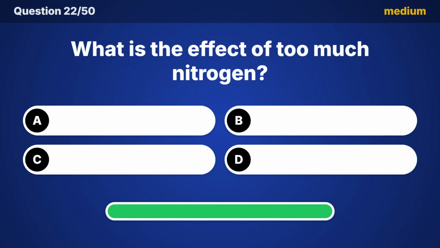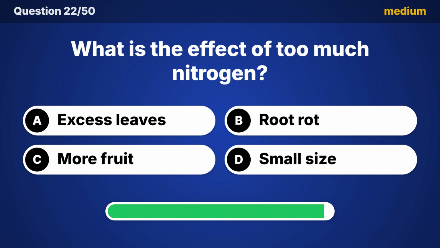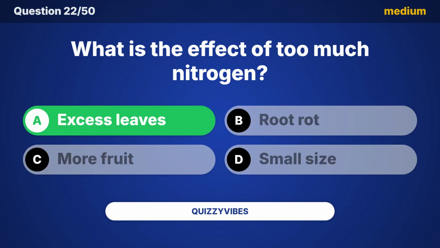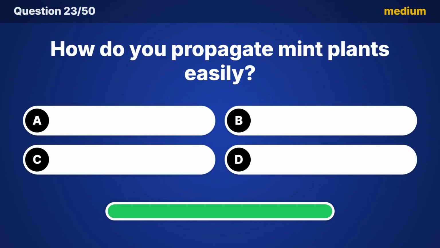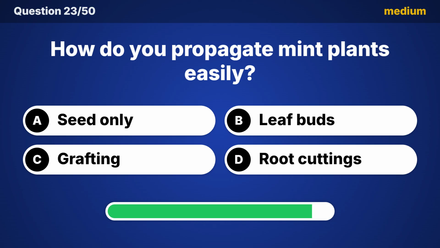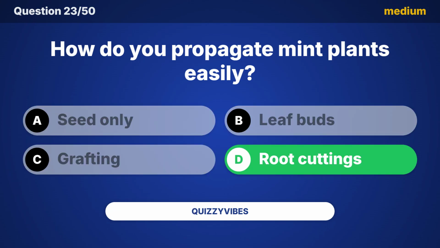What is the effect of too much nitrogen? Time's up. It's excess leaves. How do you propagate mint plants easily? The correct choice is root cuttings.